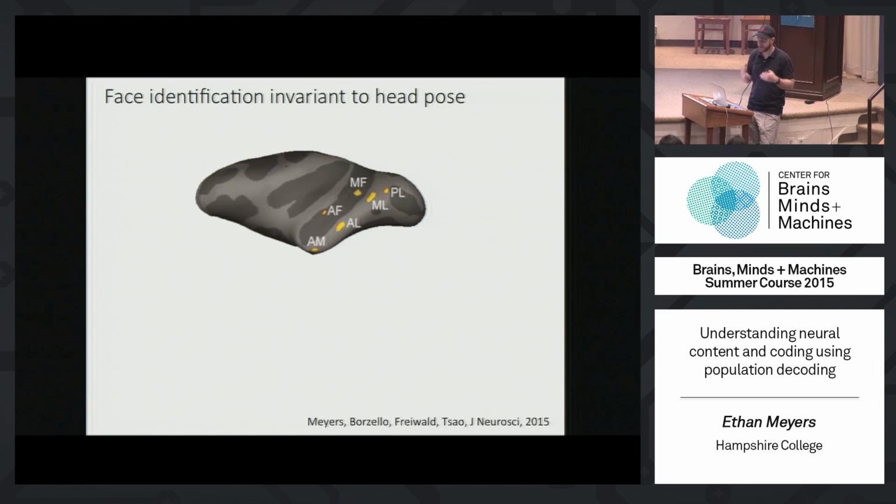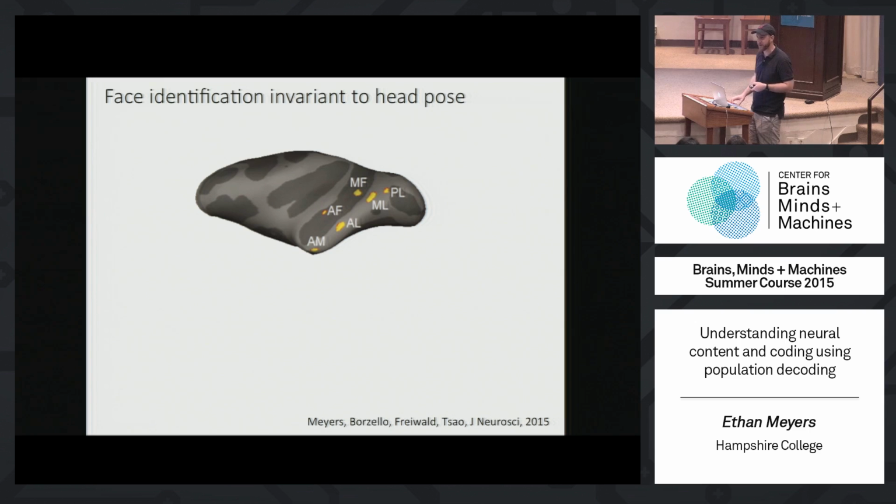OK, so we can use this technique. I'll show you a few other examples of how it can be used in slightly more powerful ways, or to answer slightly more interesting questions. Another question we might want to ask, and actually did ask in this paper that just came out, was about pose-invariant identity information. That's the same question about whether a brain region can respond to Hillary Clinton regardless of where she's looking. This is data recorded by Winrich Freiwald and Doris Tsao.